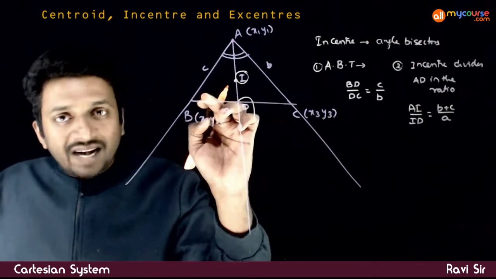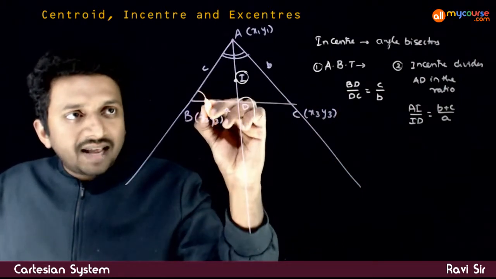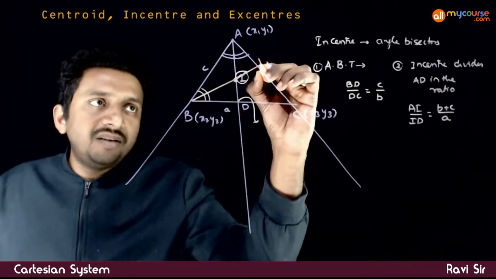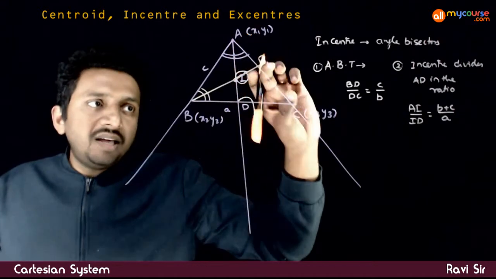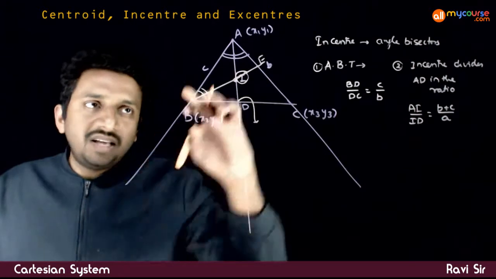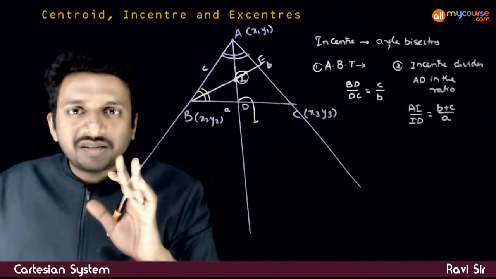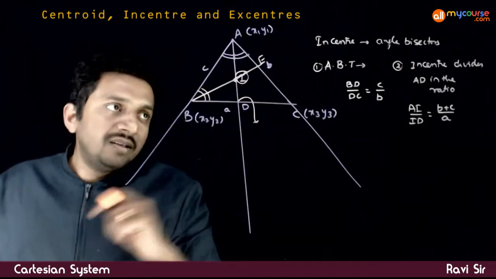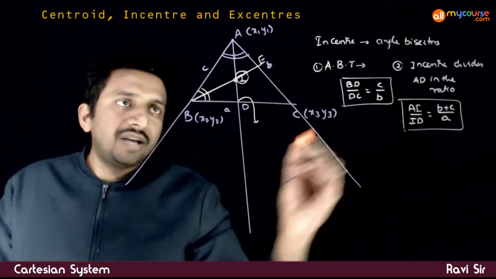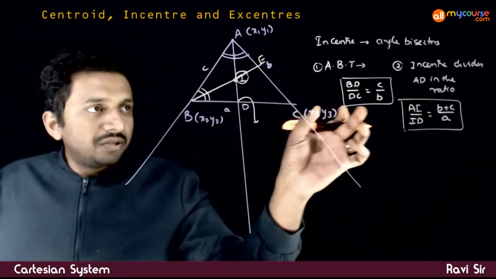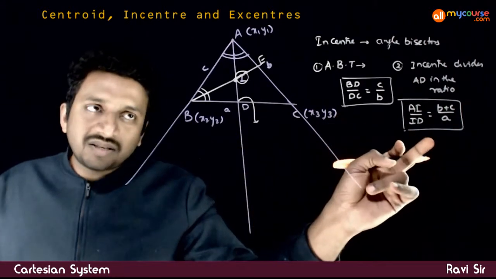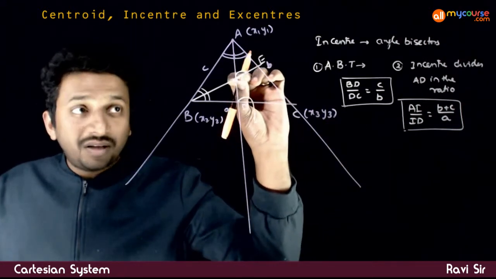If you write the same equations with respect to the angle bisector of B, if this is E, then AE by EC will be equal to c is to a, and BI is to IE equal to a plus c is to b. So this is how the ratio works. Using these two ratios, you can very clearly see that you can find the coordinates of I. Using the angle bisector theorem, you can find the vertex D, and using this ratio you can find the coordinates of I.